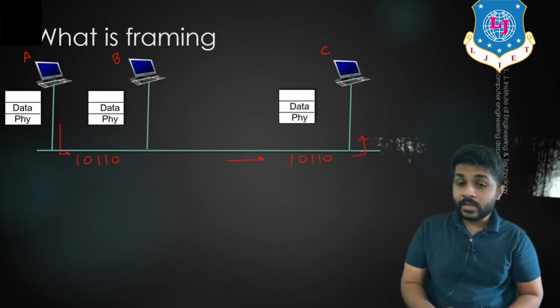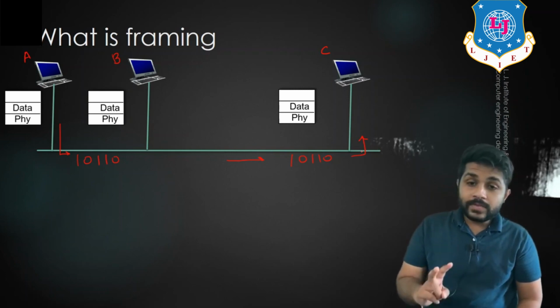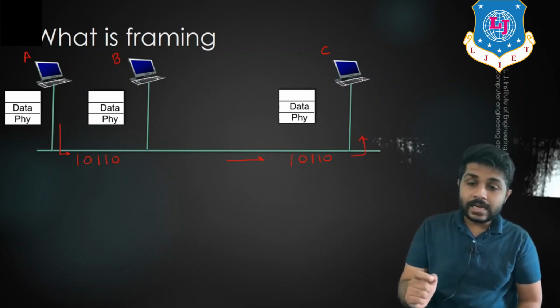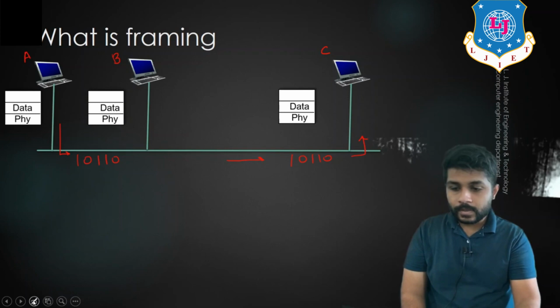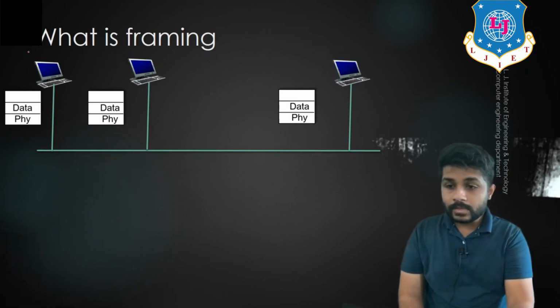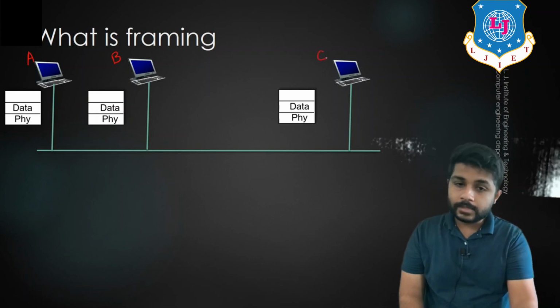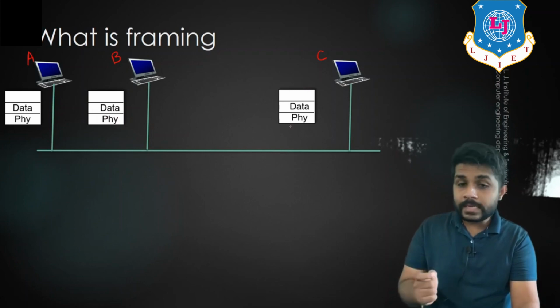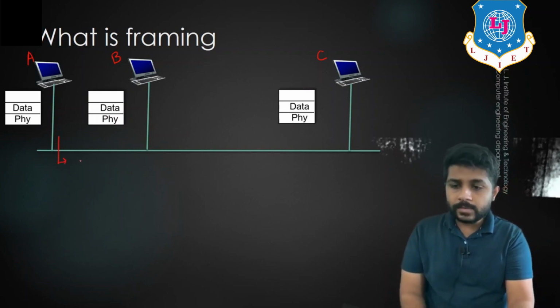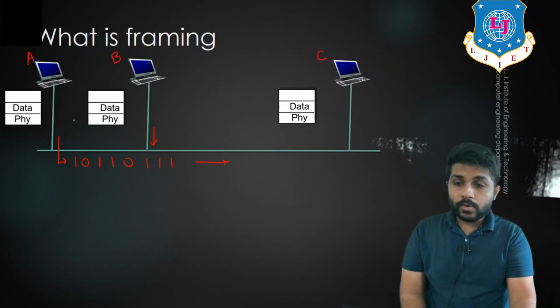As simple as that. But suppose two devices A and B are sending data to C at the same time. Let's see what happens in that case. So this is device A, this is device B, and this is C. In the second case, A and B, both devices will send data to device C. So A will send the data, let's say 10110. B will send the data, suppose 111. And this stream of bits will flow from source to destination. So C will receive a stream of bits.